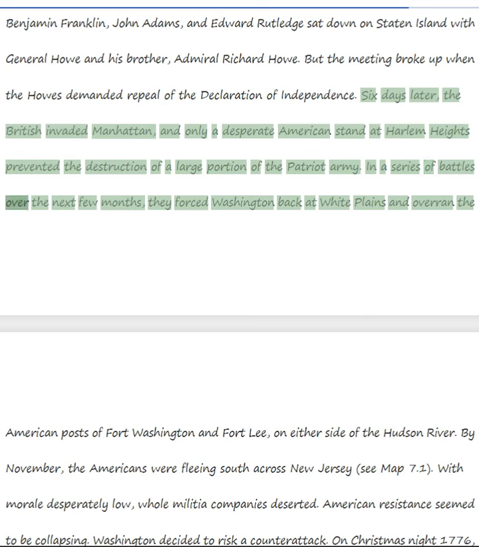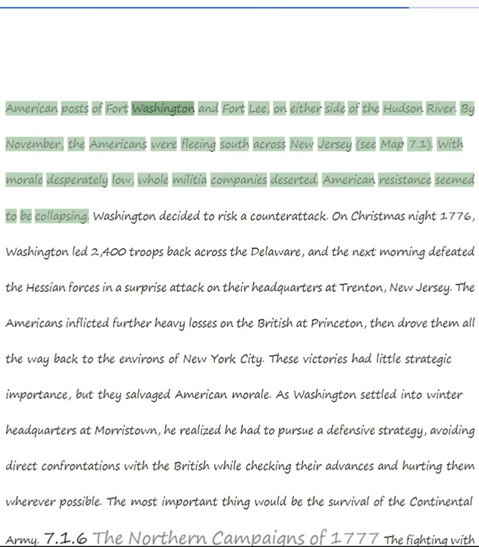In a series of battles over the next few months, they forced Washington back at White Plains and overran the American posts of Fort Washington and Fort Lee, on either side of the Hudson River. By November, the Americans were fleeing south across New Jersey. With morale desperately low, whole militia companies deserted. American resistance seemed to be collapsing.